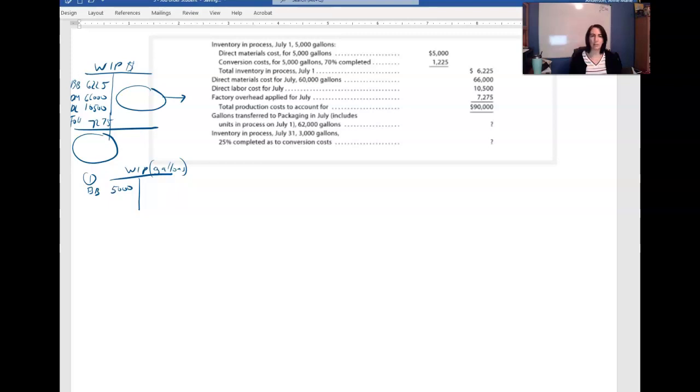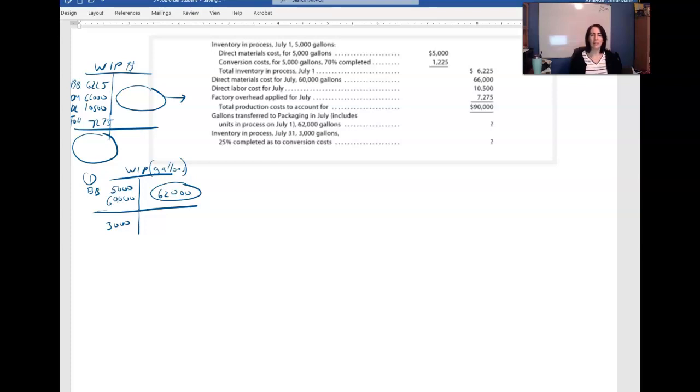So there's 60,000. And you really don't even need to be told that information for this problem, but they do. Okay, they tell us at the end, there's 3,000 gallons still being worked on that are still in process. So you've got 65,000 in and 3,000 at the end. So the question is what did you finish? How many gallons got transferred to the next process? Well, it's 62,000, right? 65 minus 62 is 3,000. Okay, so that wasn't so hard.